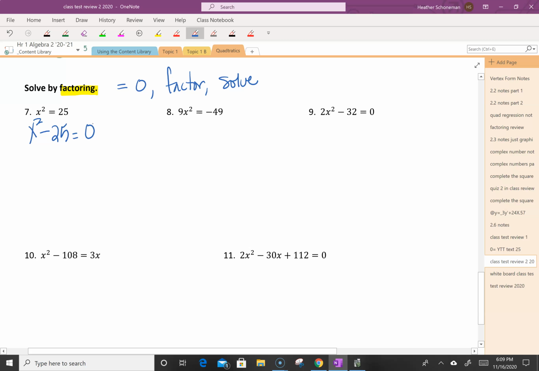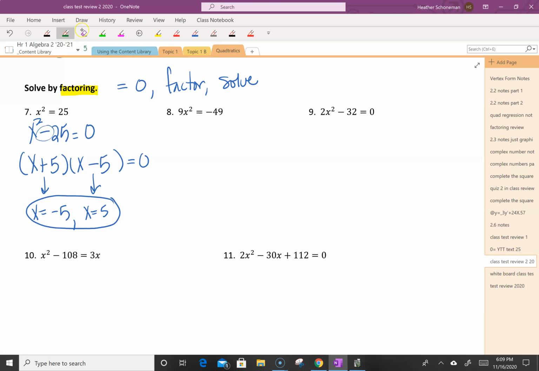Well, it's a binomial. I can take the square root of both. The square root of x squared is x. Square root of 25 is 5. One's plus, one's minus. I do not need an i because what I was factoring is a minus. So this gives me x equals negative 5, and this one gives me x equals positive 5. And I'm done. Number 8.